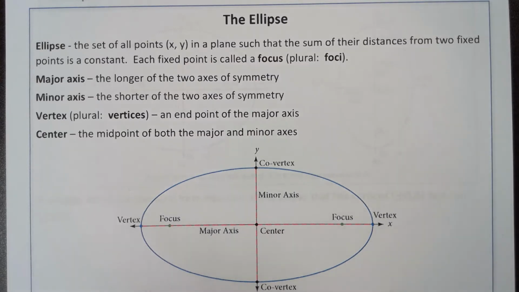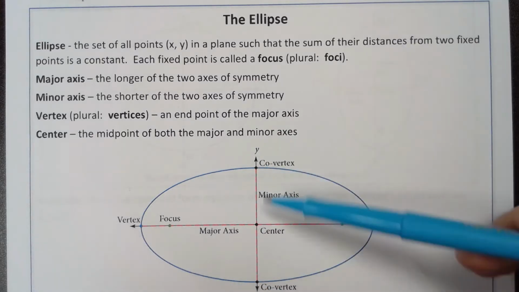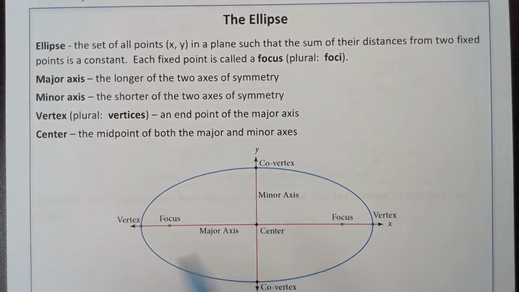The major axis is the longer of the two axes of symmetry. So in this case, we have a horizontal major axis. And of course, the minor axis, in this case, is the vertical one. It's the shorter of the two axes. The vertices are the endpoints of the major axis, and the co-vertices are the endpoints of the minor axis. And then of course, the center is the center of your ellipse. It's the center of the minor axis and the center of the major axis.